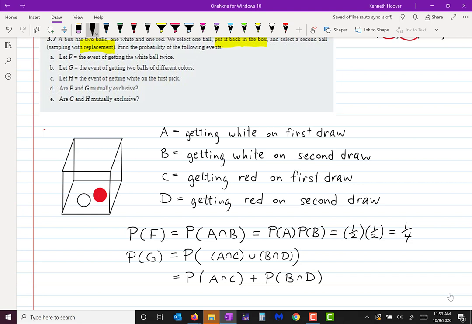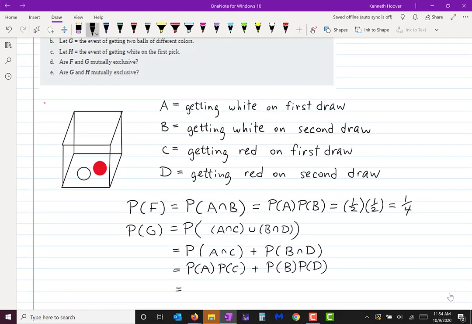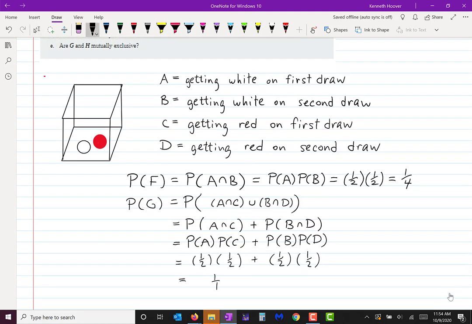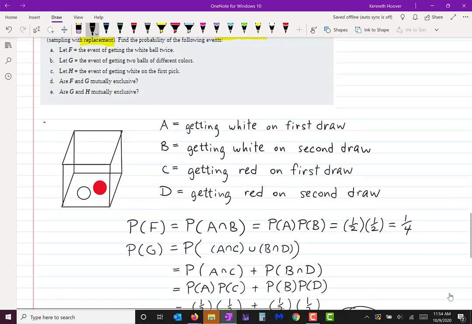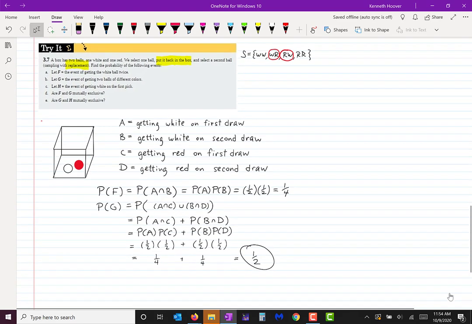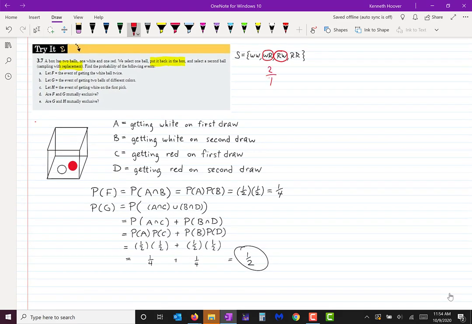And since the second draw has nothing to do with the first draw, they are independent, and so therefore the probability of A intersect C equals the probability of A times the probability of C, and the probability of B intersect D equals the probability of B times the probability of D. And so we end up with 1/2 times 1/2 plus 1/2 times 1/2, which is a fourth plus a fourth, which equals 1/2. And that would be our answer, which is the same thing that we got if I just counted up there and counted 2 out of 4, which is 1/2.